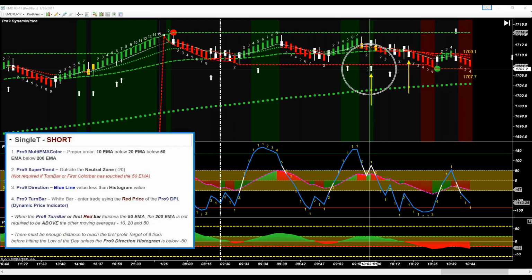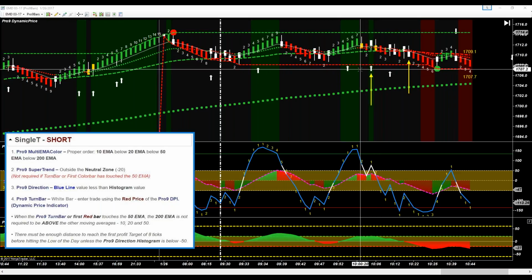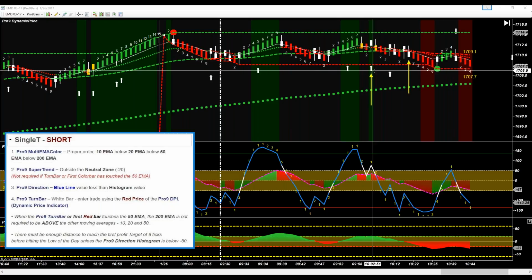And just to reiterate, this choppy market was during news time, or at least the start of it. So while we're sitting out for news, we may be able to determine that it's headed into chop, and we can sit out for a little while longer.